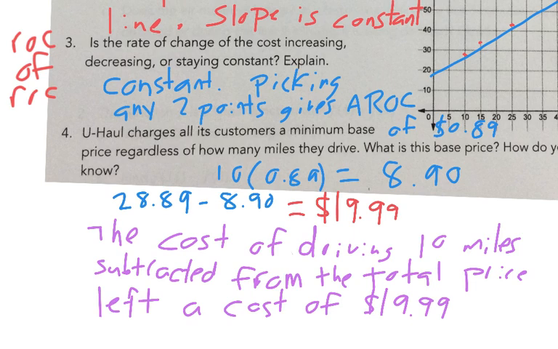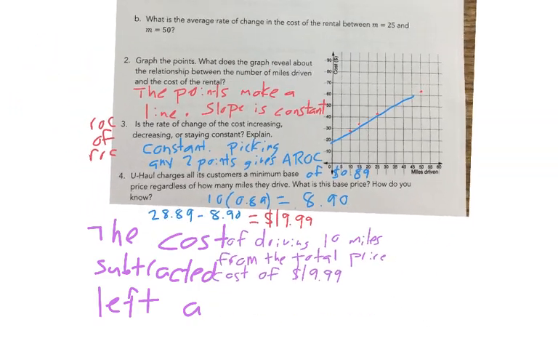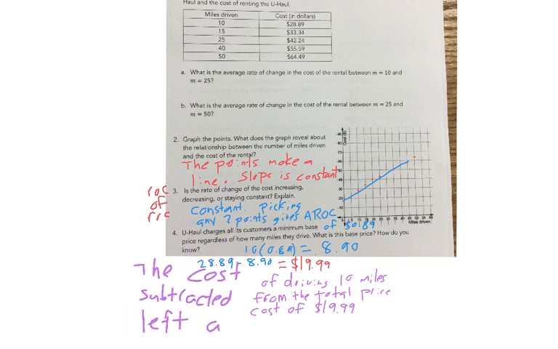So if you want to think back to where they were here on the table, if I were to find the rate of change between these 2 points, what would it be? 0.89. And if I were to find the rate of change between these 2 points, 0.89, because it's linear. And between these would be 0.89. So 0.89 is the rate of change.